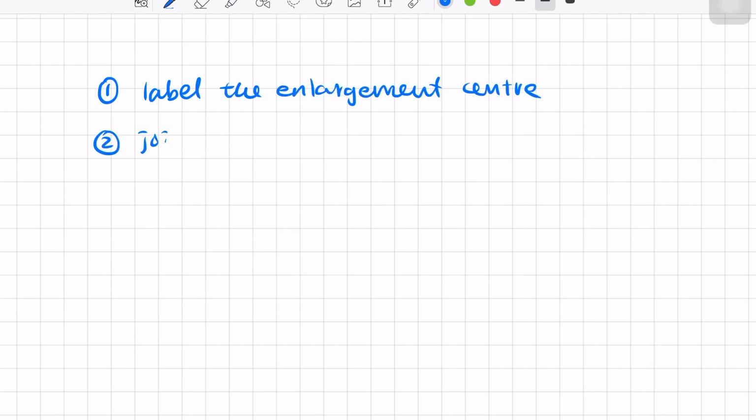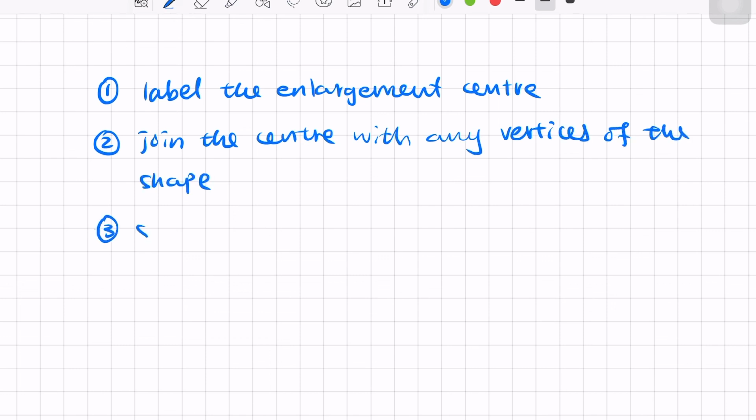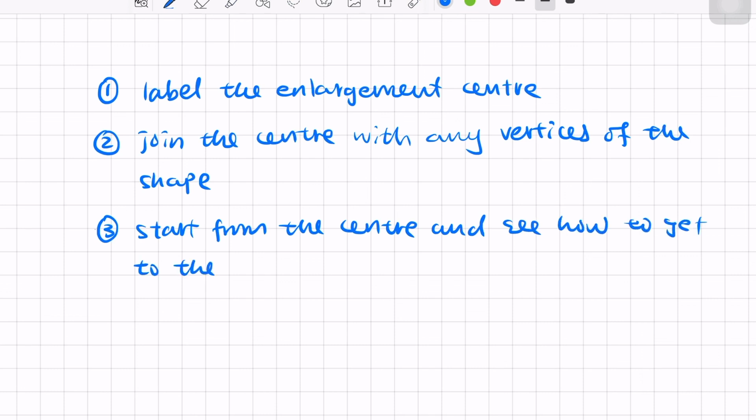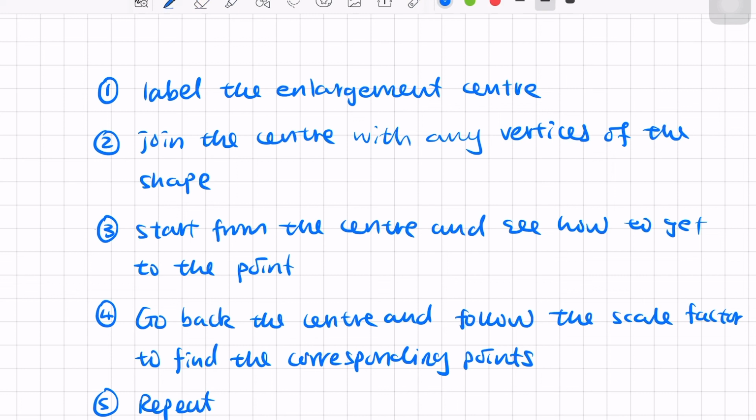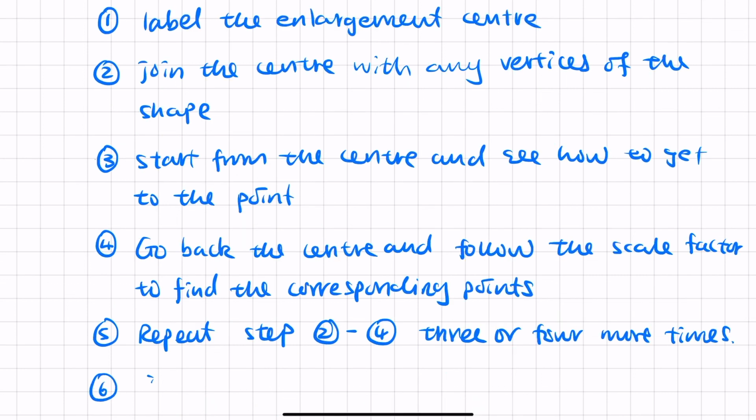To summarize, when enlarging a shape, you will need to, number 1, label the enlargement center. Number 2, join the center with any vertices of the shape. Number 3, start from the center and see how to get to the point. Number 4, go back to the center and follow the scale factor to find the corresponding points. Number 5, repeat steps 2 to 4, 3 or 4 more times. Number 6, join all points together and draw the shape.